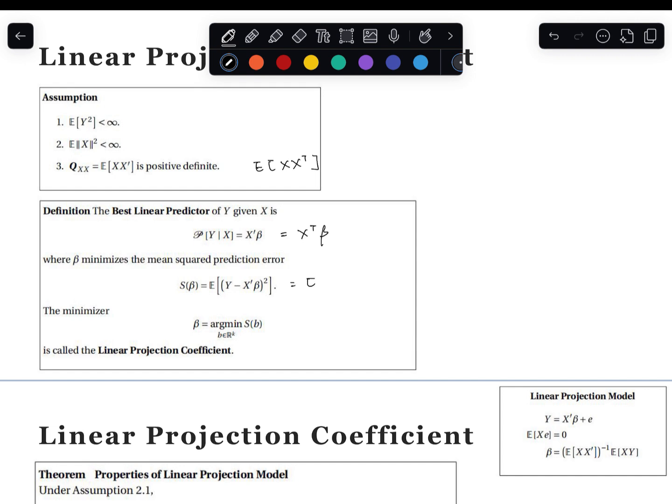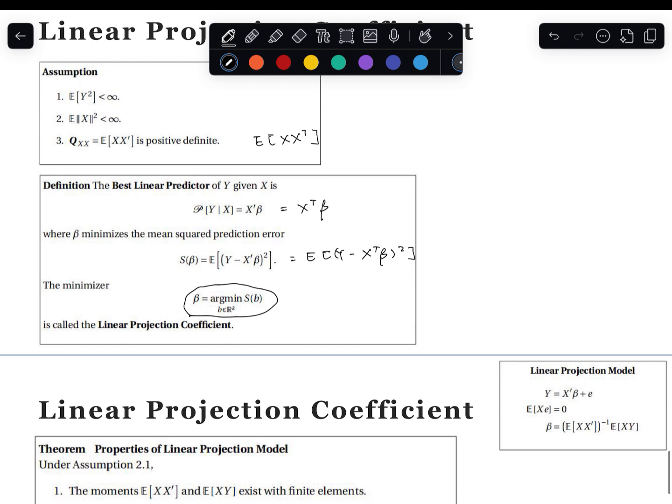It can be represented like this one. And it will look a little bit similar to the previous one, where we only use x transpose beta to replace the previous notation. And the minimizer looks like this one. So we use the first order condition to get the coefficient beta, and it is called the linear projection coefficient.